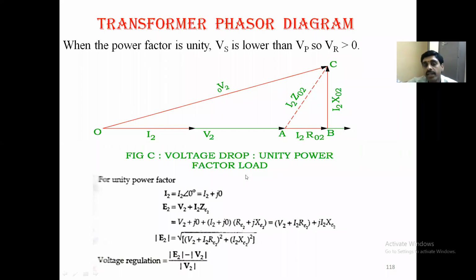Therefore, from this, we can write I2 is equal to I2 at an angle of 0, and E2 is equal to V2 plus I2 Z02. What is Z02? R02 plus jX02. Therefore, what is E2 or V2 naught? V2 naught and E2 are both the same, equal to the square root of (V2 plus I2 R02) whole square plus (I2 X02) whole square. That is equal to V2 naught. So voltage regulation is equal to (V2 naught or E2, both are the same in this expression, minus V2) by V2. So this is the way you have to calculate the voltage regulation for a unity power factor load.